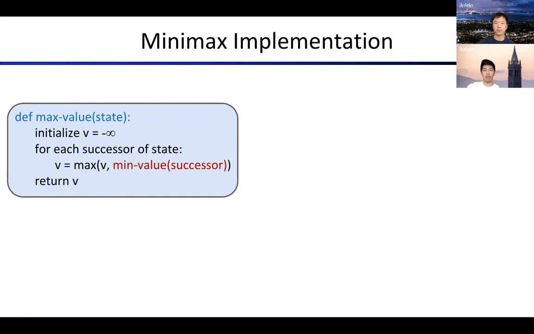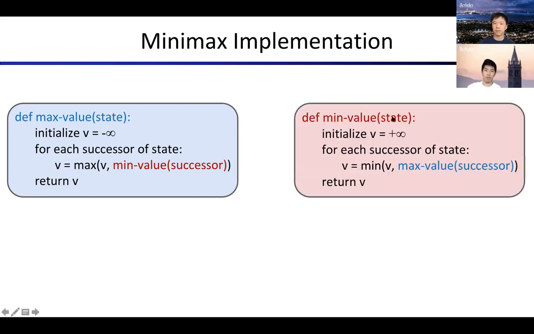So, here's the implementation. If you're at a maximizer, you would initialize your value to -infinity because you try to maximize it. And as you go through each of the successors, you will call the minimizer, which is basically another function that does the job recursively, and you update your best value accordingly. And it's kind of symmetric to the max value function.